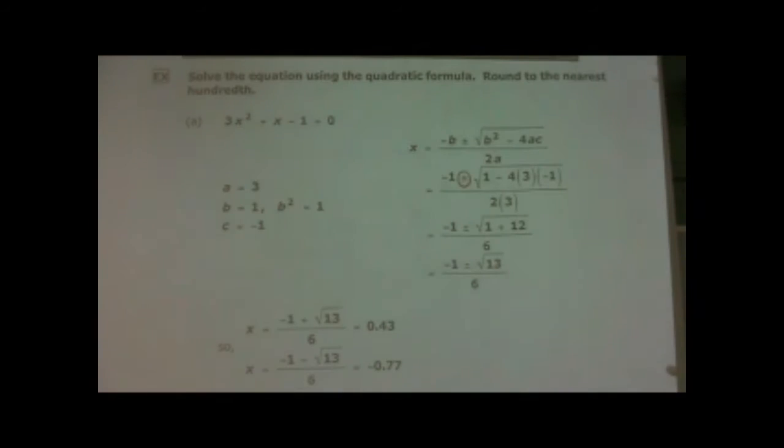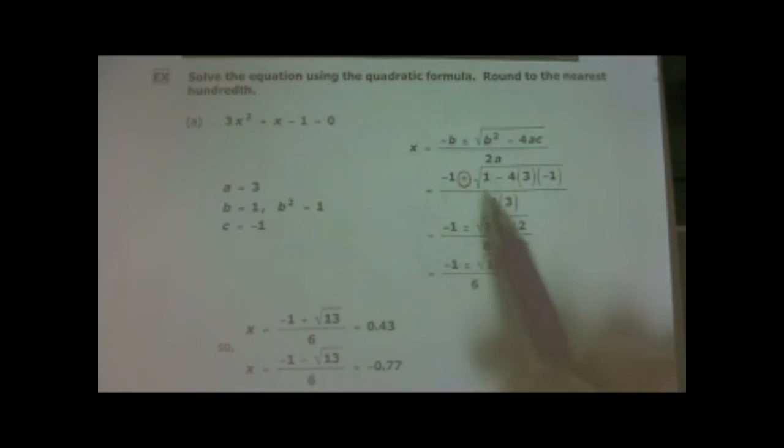So c is -1. And now that I've listed a, b, and c, I'm going to put them into the quadratic formula. So here is that quadratic formula. First of all, I start with negative b. b is 1, so I have -1. Here's my plus or minus, because this is how I'm going to get 2 solutions out of this. Next thing I have is b squared. B squared is always going to be positive, because whether b is positive or negative, once you square it, you're going to get a positive.